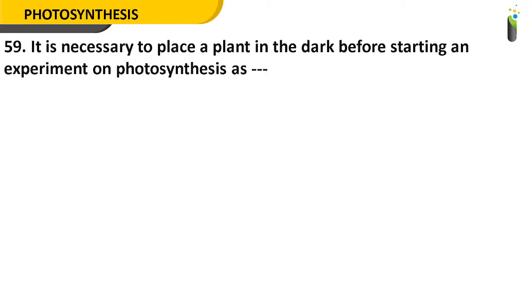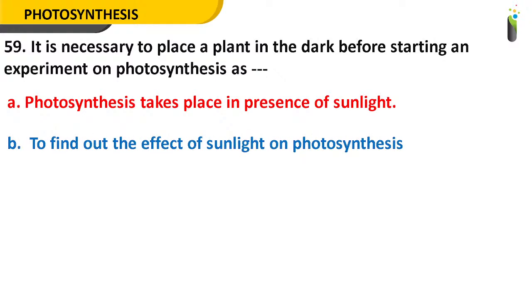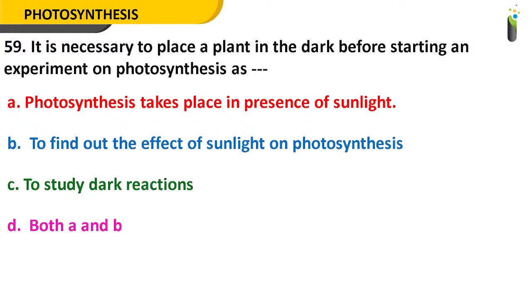Coming to the next question, number 59. It is necessary to place a plant in the dark before starting an experiment on photosynthesis as dash. A. Photosynthesis takes place in presence of sunlight. B. To find out the effect of sunlight on photosynthesis. C. To study dark reactions. D. Both A and B.